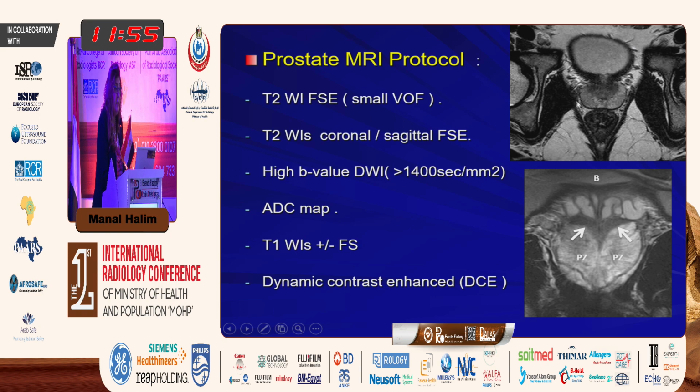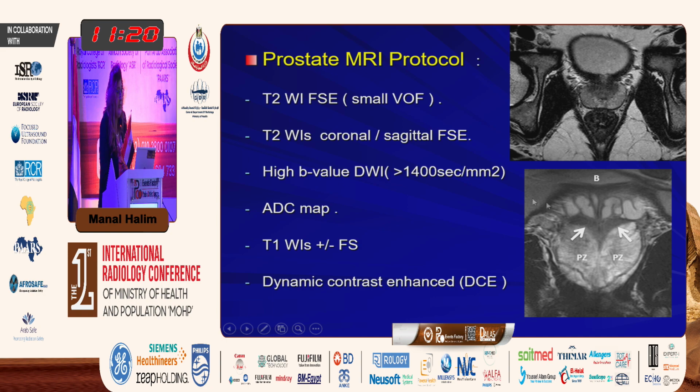In T2 weighted images we can see the zonal anatomy of the prostate, with the peripheral zone being the larger zone, which has high signal on T2, while the central zone is hypo-intense. After axial T2, we do T2 weighted images in any orthogonal plane, meaning coronal or sagittal. Here is the coronal plane. This is the seminal vesicle, which is high signal intensity on T2. This is the peripheral zone with high signal intensity, and the central zone, which has very low signal intensity.